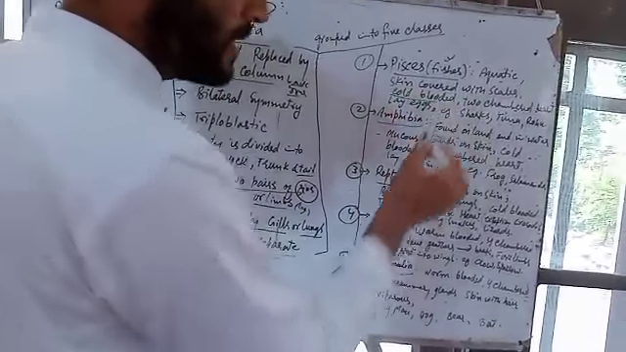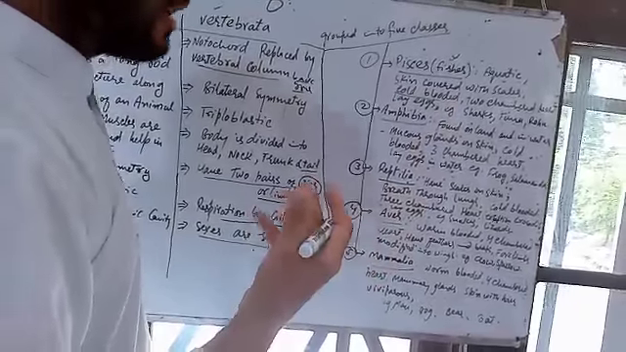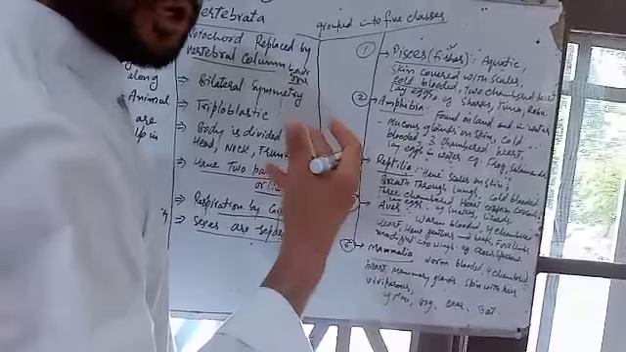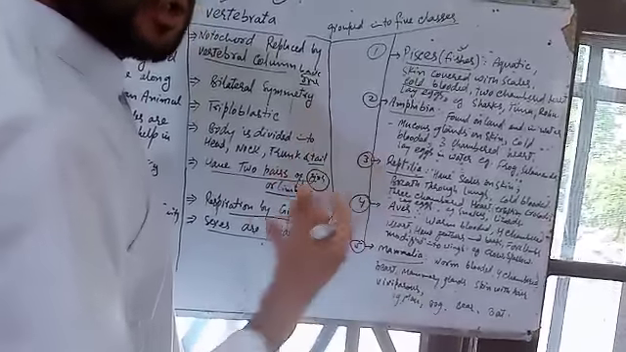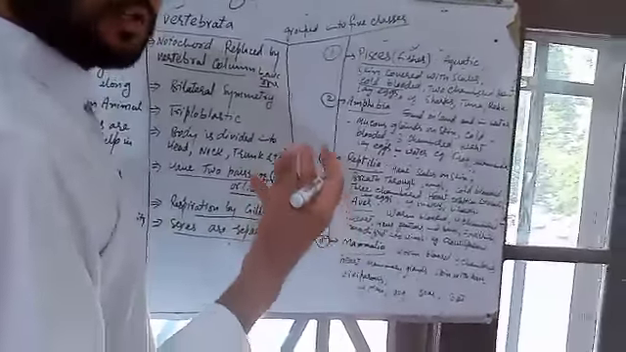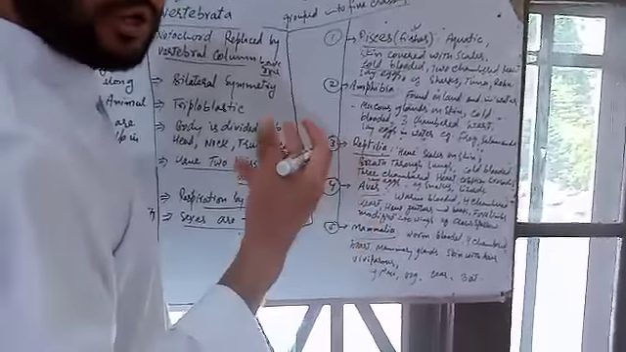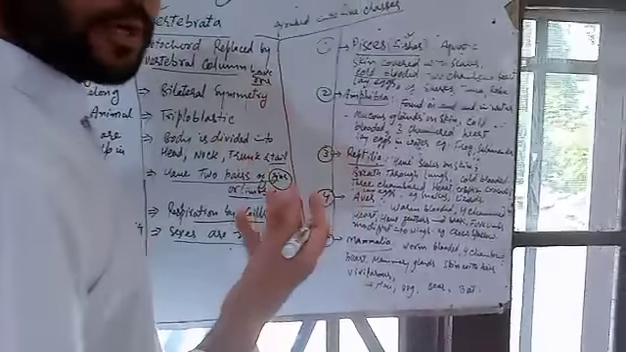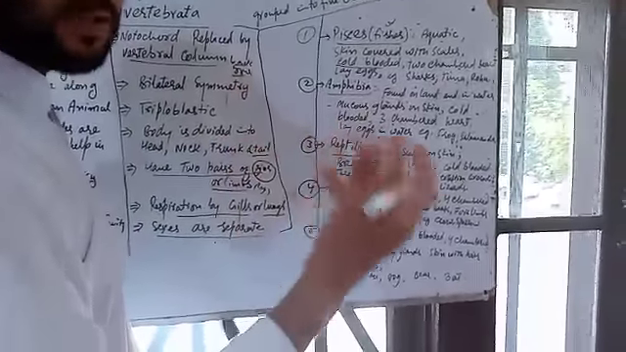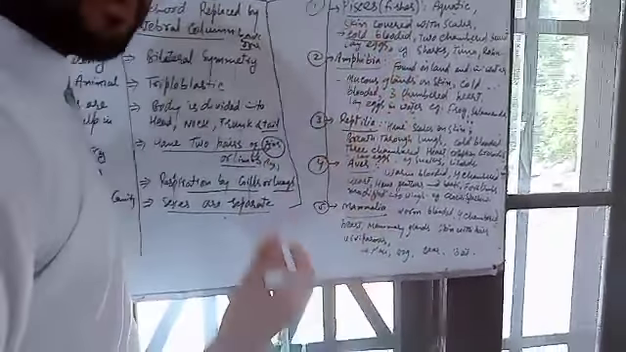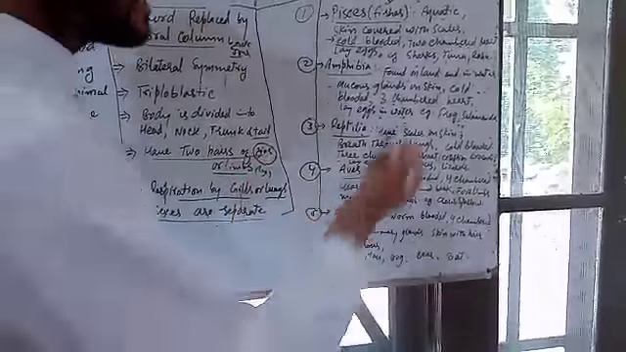Cold-blooded. Cold-blooded means their body temperature is controlled by the environmental conditions. They do not fix their body temperature, but they change the body temperature with respect to the surroundings. Cold-blooded animals are the animals which change their body temperature with respect to surroundings.